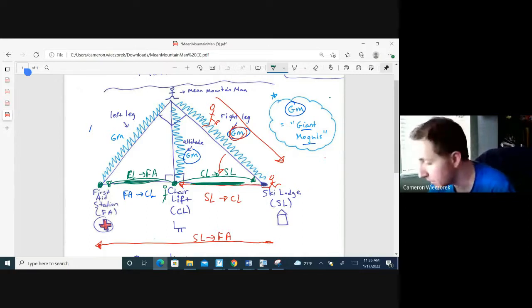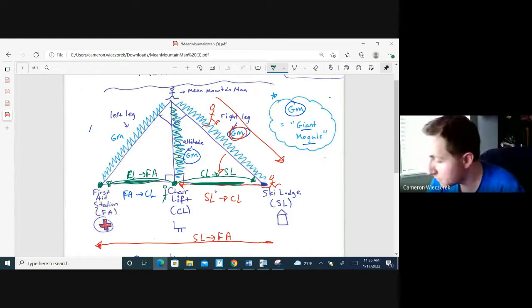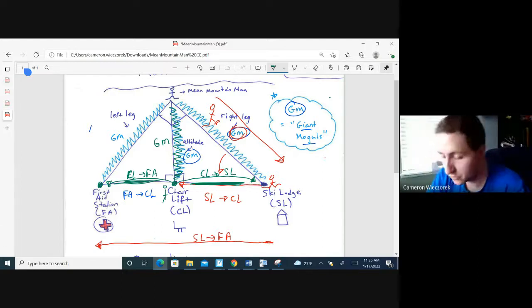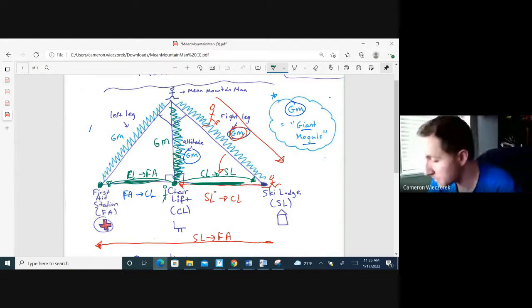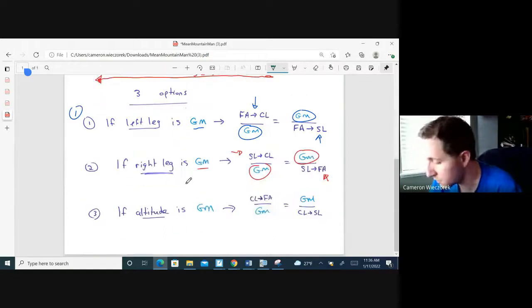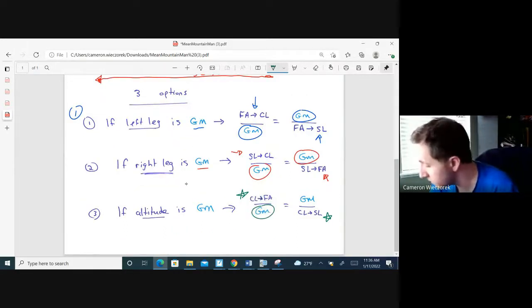That is going to be, if you're using your height here, your altitude is your geometric mean. So that would be the snow that gets him from the bottom of the mountain to the top of the mountain. So if we make this snow mound, that chairlift, the geometric mean, that's going to be the geometric mean of the two pieces right underneath on the ground. Chairlift to the first aid or chairlift to the ski lodge. So those are the two that I'm mentioning right here. And that's if we use that altitude as our geometric mean.